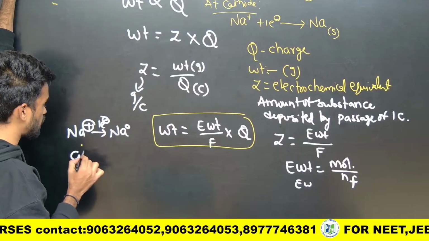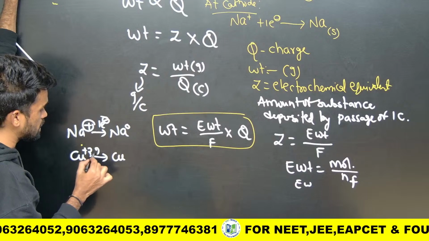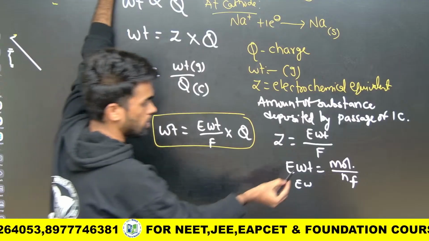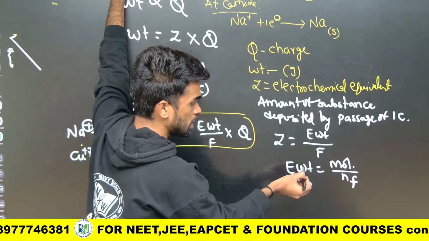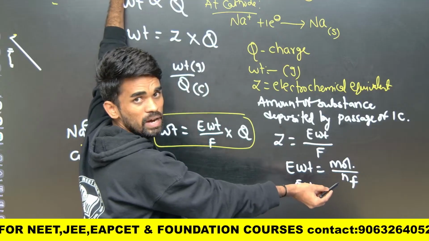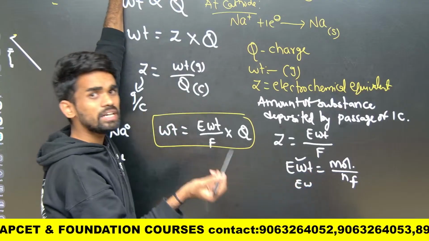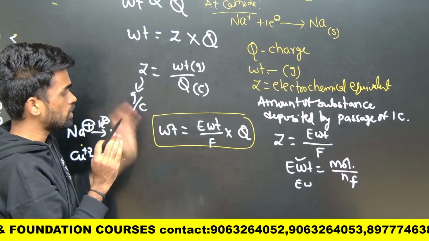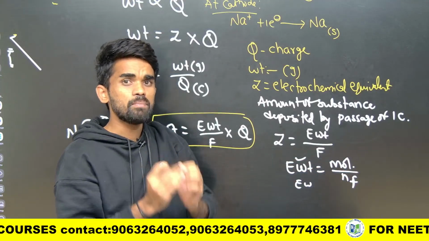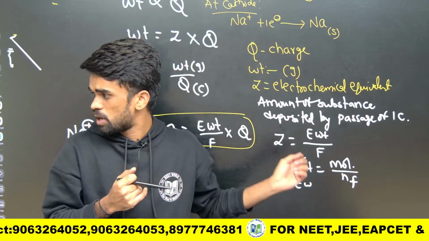Similarly for copper sulfate, here copper +2 converts into copper. So how many electrons is it gaining? 2 electrons it is gaining. So the n factor in this case will be 2. Now what happens to its equivalent weight? Equivalent weight equals the molecular weight of copper divided by its n factor, 2. Like this, you need to understand that equivalent weight means molecular weight divided by n factor, meaning the number of electrons gained or lost during the process. Okay, that is what you need to take here.